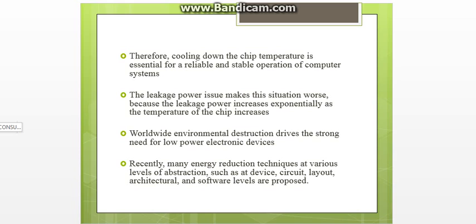Recently, many energy reduction techniques at various levels of abstraction, such as at device, circuit layout, architecture, and software levels, have been proposed. Dynamic power consumption is the major factor of energy consumption in current CMOS digital circuits. The dynamic power consumption is affected by supply voltage, load capacitance, and switching activity. We present approaches to controlling supply voltage, load capacitance, and switching activity dynamically and statically at the system architecture and algorithm design levels.